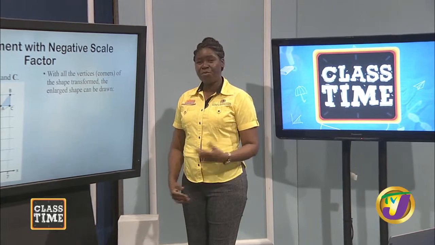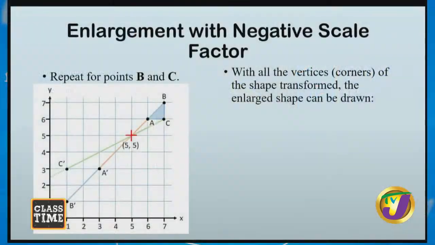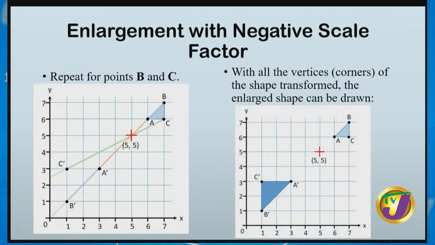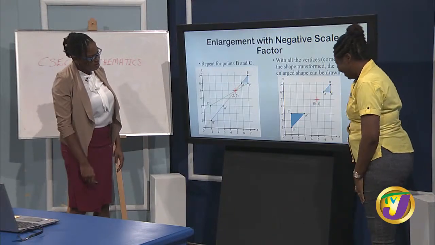Welcome back. Now, before the break, we were looking at enlargement with negative scale factor. And what we discovered was that the points are falling on the other side of the center of enlargement. They are not on the same side as the object. So our image will be on the other side of the center of enlargement when we enlarge with a negative scale factor. And not only that, Nikisha, but this looks upside down to me.